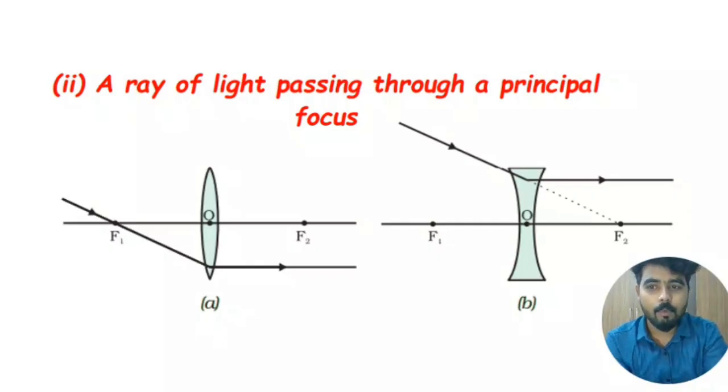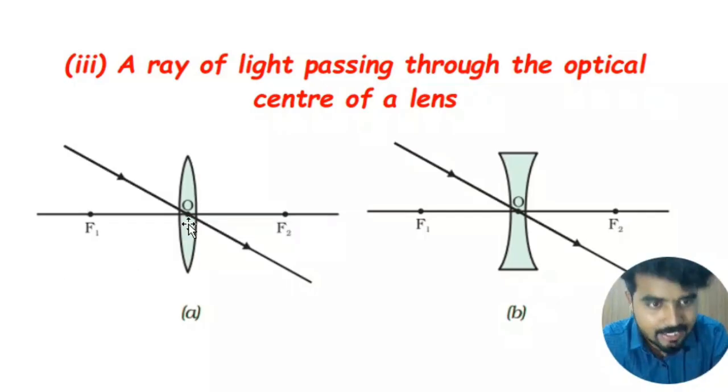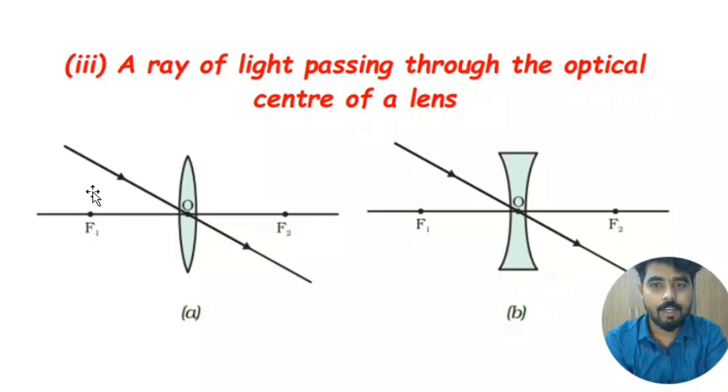Now we are moving to the third rule. What is the third rule? Here refraction of light does not take place because we are talking about the optic center of the lens. Now when a ray of light passes through the optic center of the lens, what will happen? It will directly pass through the lens. There will be no refraction.